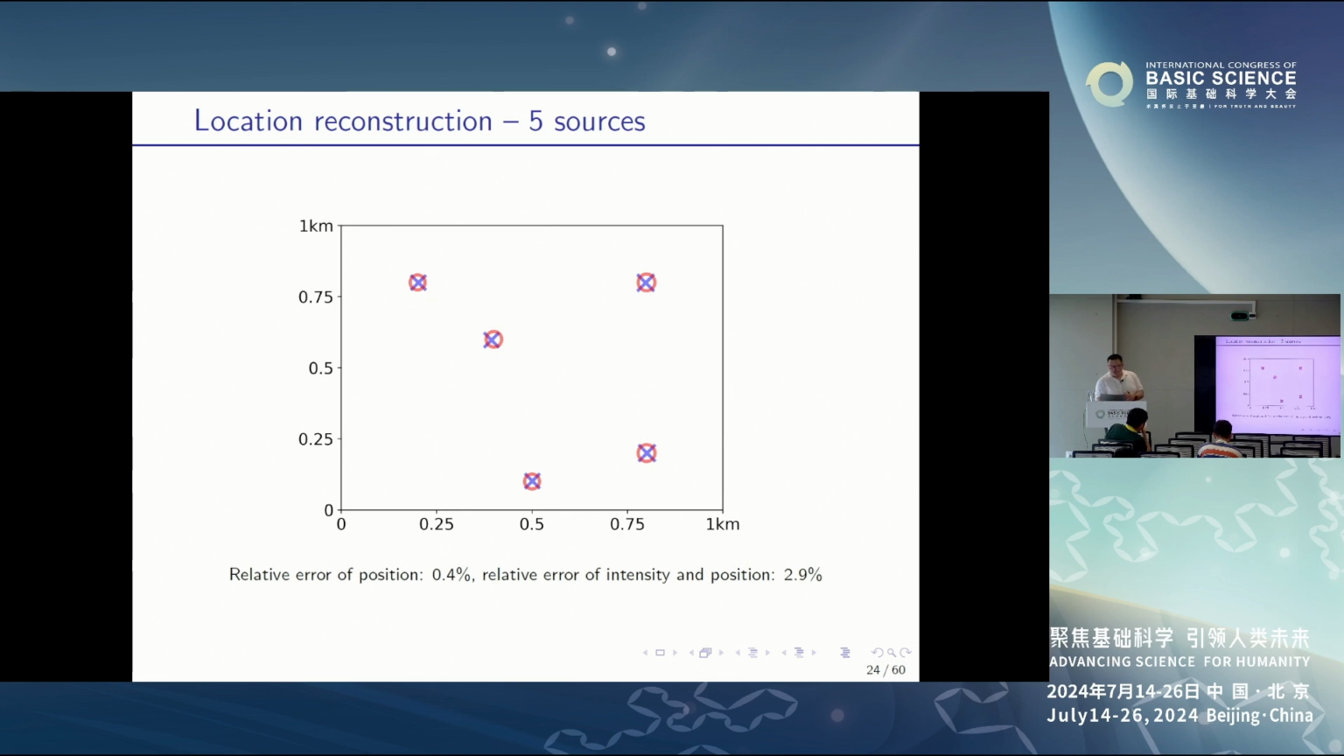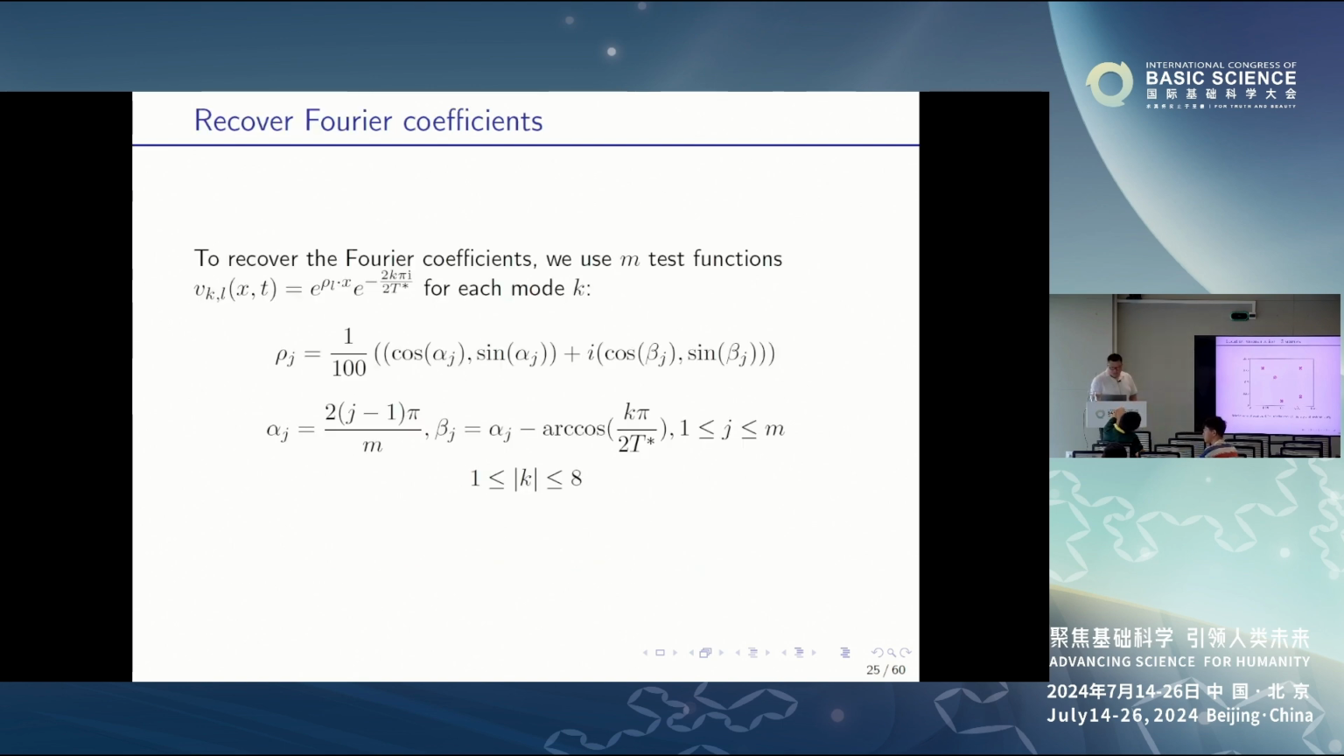I believe the red circle means the true solution, and the blue cross means the reconstructed locations. So you can see here, this one has a little mismatch. If you calculate the relative error, you see the relative error of the position reconstruction is less than 1%. And if you calculate the total intensity error, it's basically 2.9%, less than 3%.